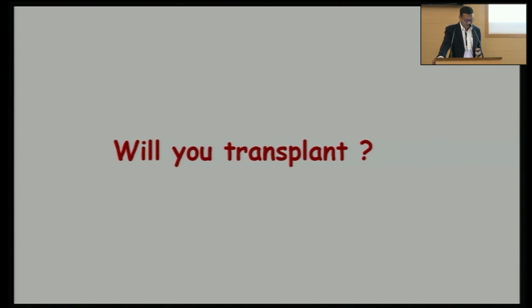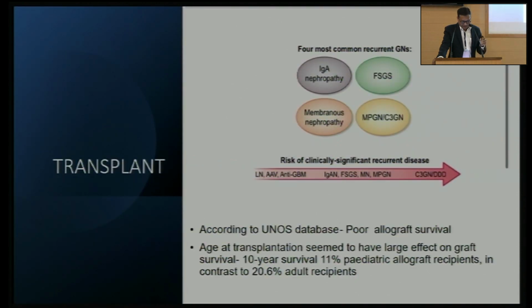So the recurrence. As Dr. Gulati discussed yesterday about recurrence, you can see C3GN and DDD are the most recurrent diseases. Recurrence rates of 50 to 80% are seen in patients who have C3GN or DDD, and there is very poor graft survival. This is the UNOS 10-year survival: 11% in pediatric and 20% in adult patients.